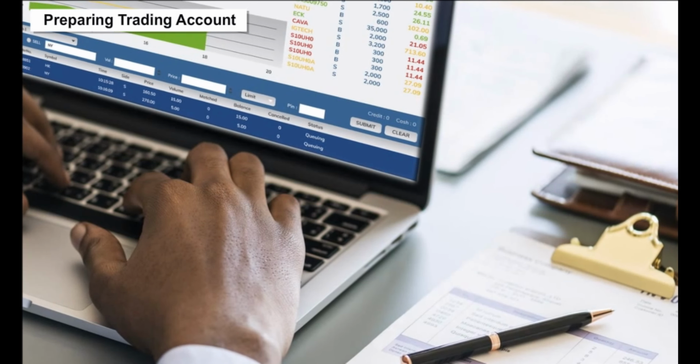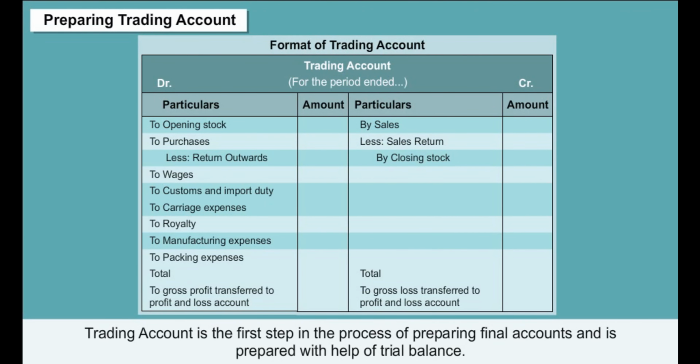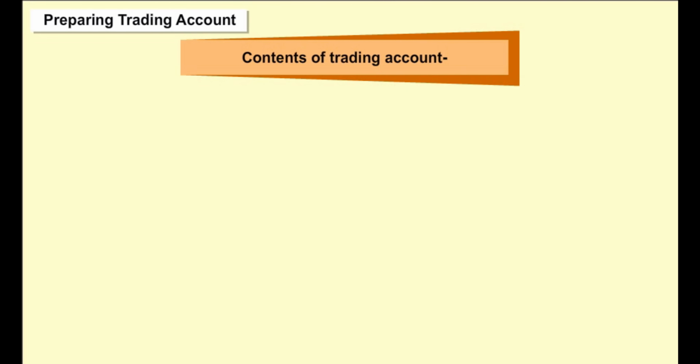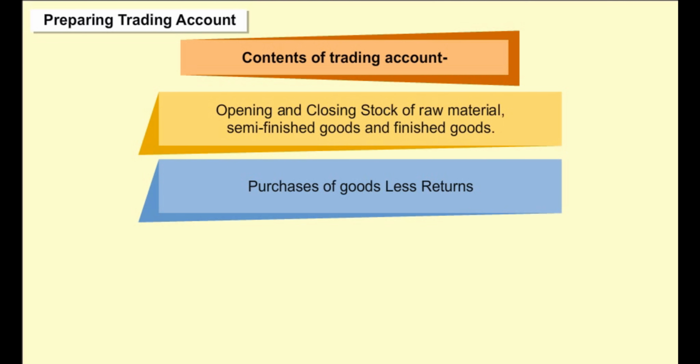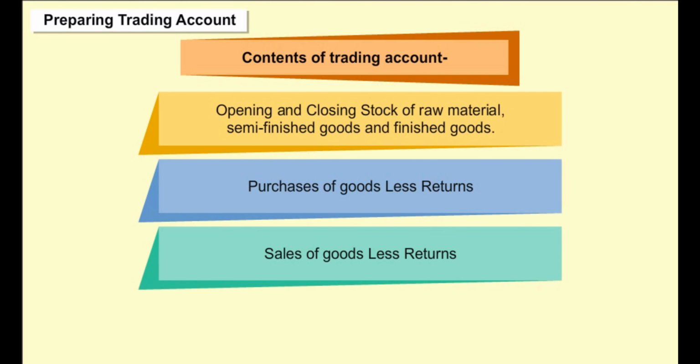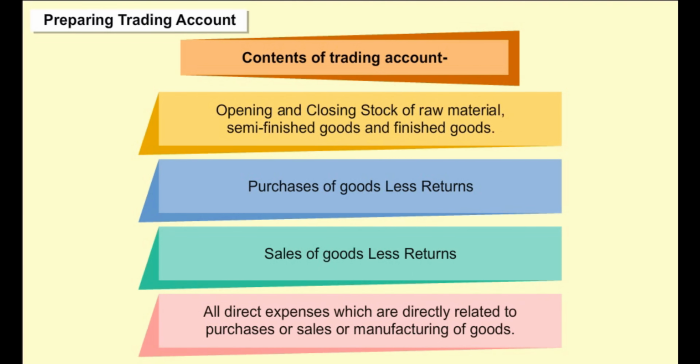Preparing trading account. Trading account is the first step in the process of preparing final accounts and is prepared with help of trial balance. Contents of trading account. Opening and closing stock of raw material, semi-finished goods and finished goods. Purchases of goods less returns. Sales of goods less returns. All direct expenses which are directly related to purchases or sales or manufacturing of goods.